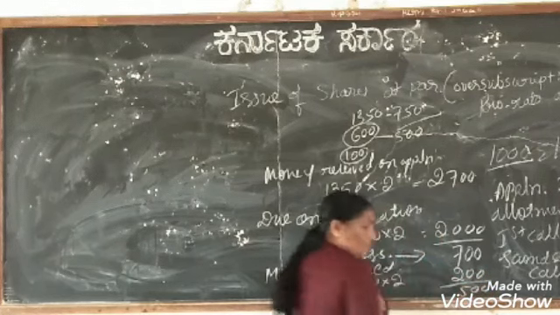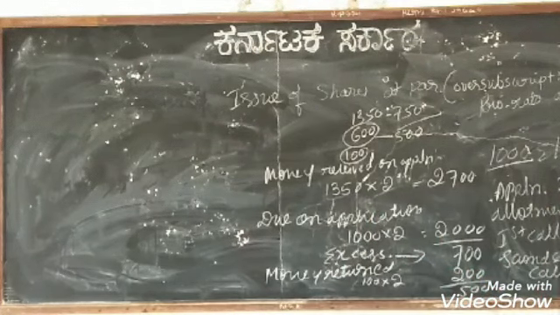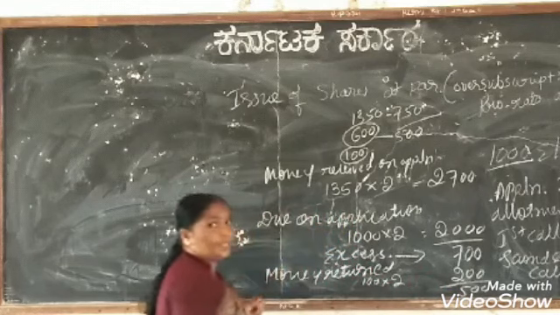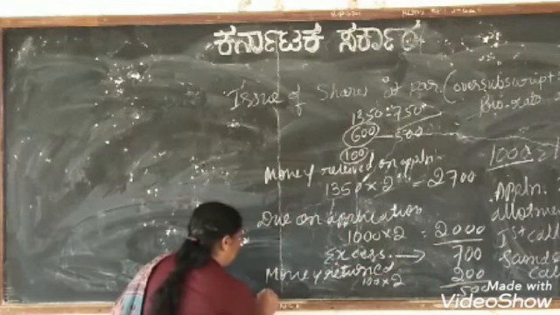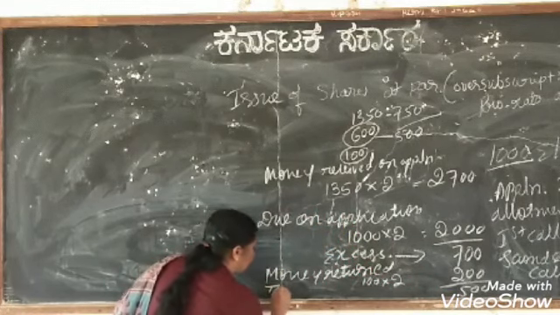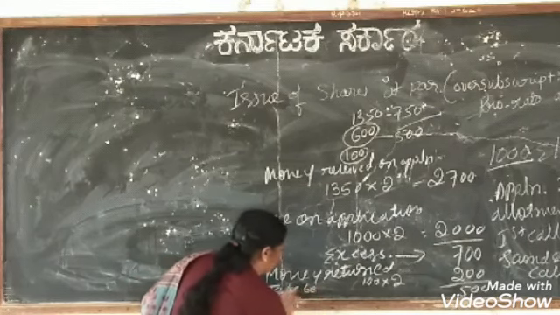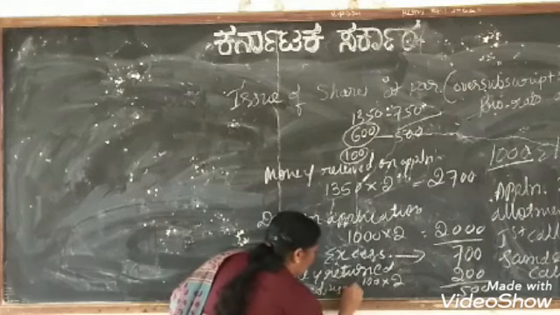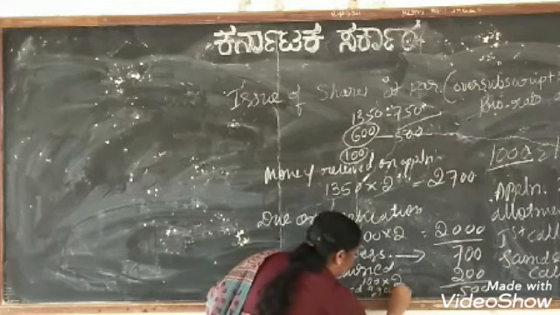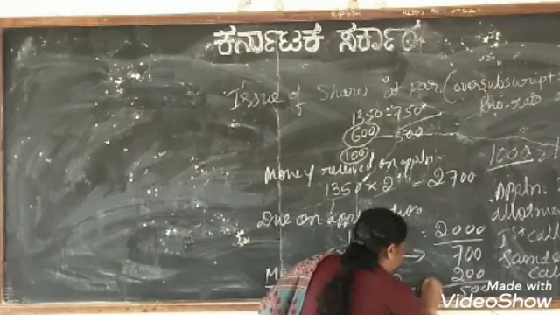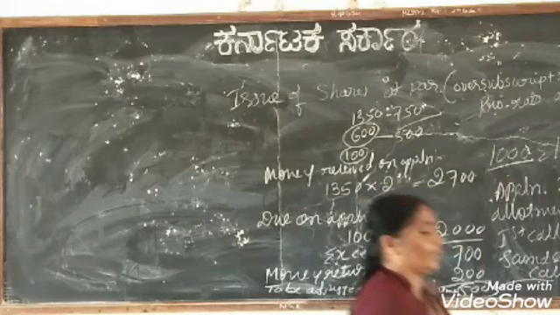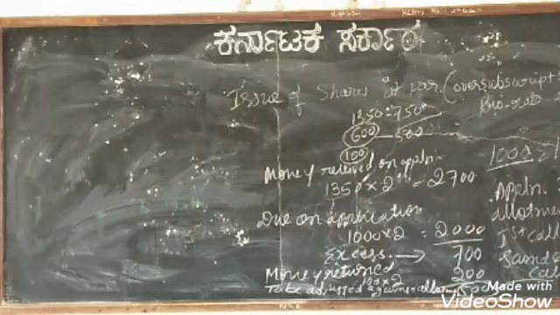500 is there. So now how much is there? This 500 is to be adjusted against allotment. For this you can write to be adjusted against allotment. Remember this. This 500 is to be adjusted against allotment. This you keep in your mind.